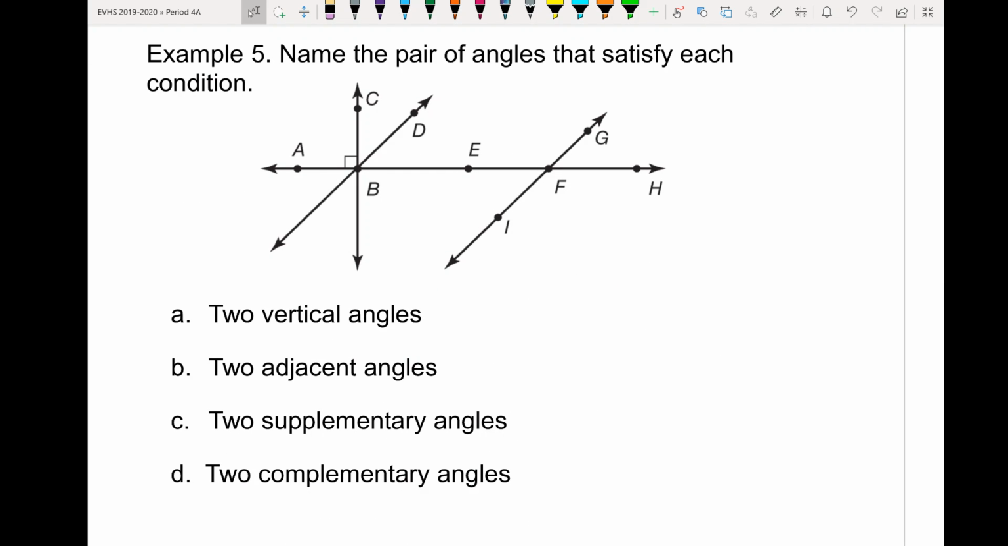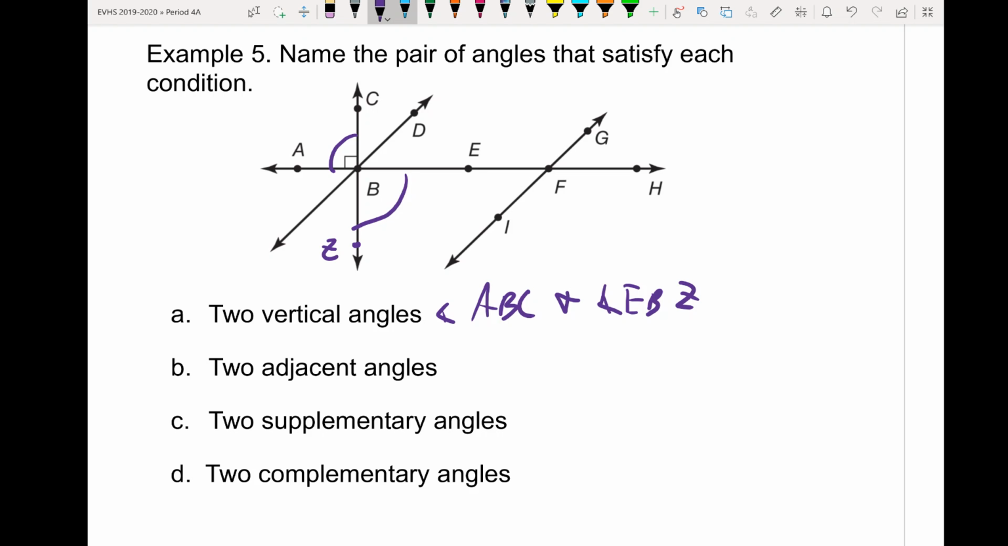Okay, example 5, identifying. Name the pair of angles that satisfy each condition. Give me some vertical angles. So somebody first, give me one angle that has a vertical on there. Which one? Angle ABC. ABC and what's the vertical one? The one that's made by the same two lines? Over here. I got to throw another point there. Let's call that Z, just so I need it. So we got angle EBZ.